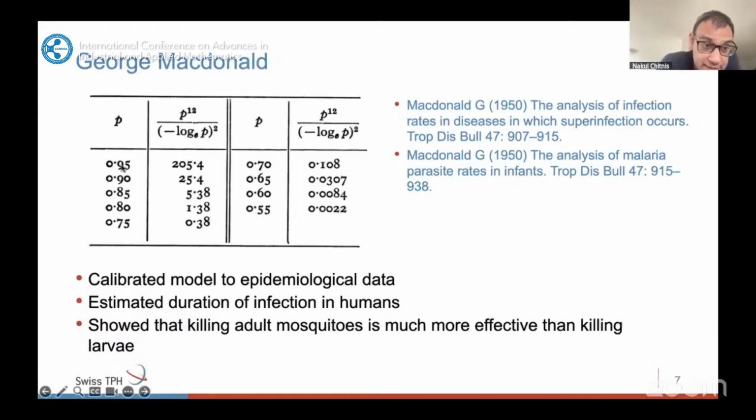And what you can see is that as the mortality rate reduces, the number of infectious bites, expected infectious bites, decreases very, very quickly. And through this relatively simple mathematics, Macdonald showed that it's much more effective to kill adult mosquitoes than it is to kill larvae and only decrease the number of mosquitoes. So this really pushed malaria control in the second half of the 20th century from larval control to adult mosquito control. And this coincided also very nicely with DDT having been synthesized and people then having a very good tool for controlling malaria.